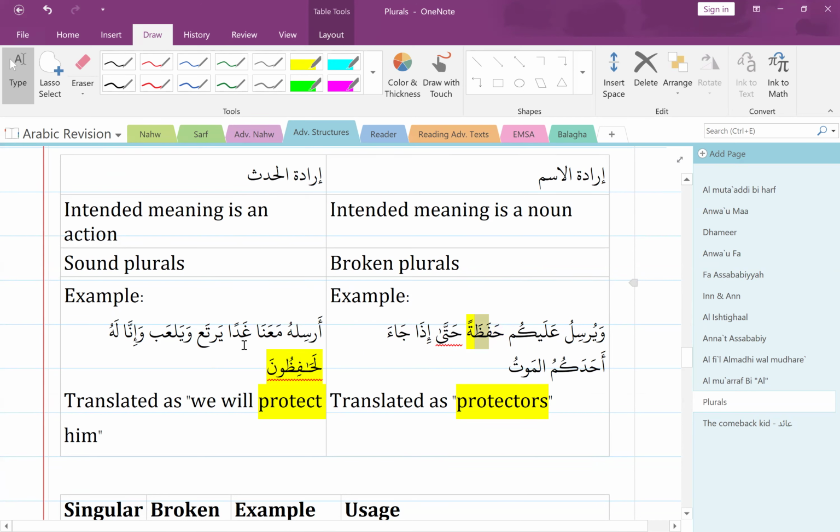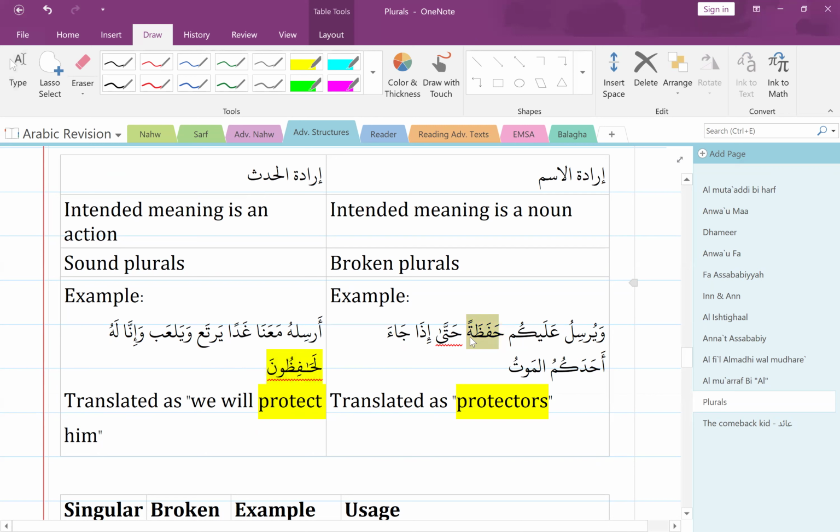For example, أرسله معنا غدا يرتع ويلعب وإنا له لحافظون. So this is una, ina, a sound plural. It means that it's an action being intended here by the brothers of Yusuf when they were saying this. When you're translating, Hafiz is a protector or a preserver. So they're saying we are going to be protectors over him. But because it's action-based, we translate it as we will protect him, because it's the action of protecting that is being intended. So that is una, a sound plural.